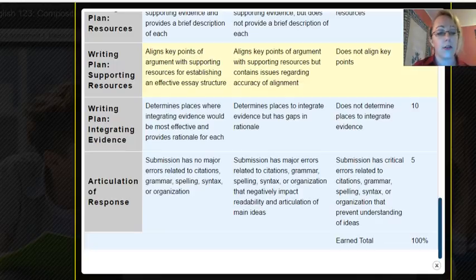And then the next critical element is going to be your integration of evidence. You're going to start determining the places where integrating evidence would be most effective and start providing that rationale for each one. And then finally, we have our articulation of response. Remember, on all of our rubrics, we want to be aware of how we're articulating ourselves. And what this means is that we're using good grammar, our spelling's correct, we're using the right there, and we're using the right it's, that kind of stuff. And also our organization. Okay, so let's make sure that we're paying attention to our organization. And also, I want to encourage you to make sure that we are writing proper paragraph lengths of a minimum of 5 sentences.